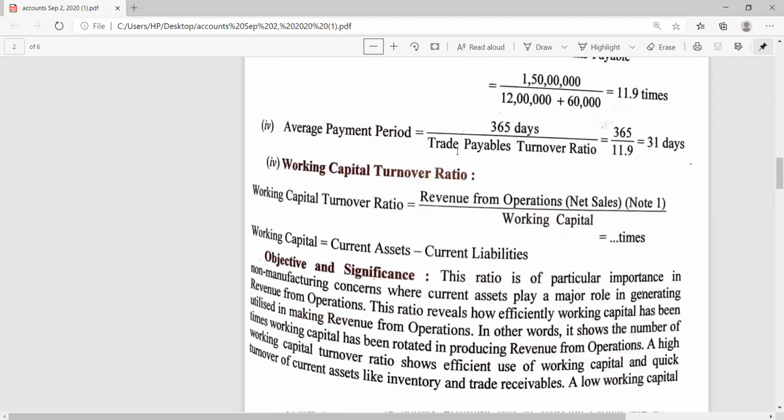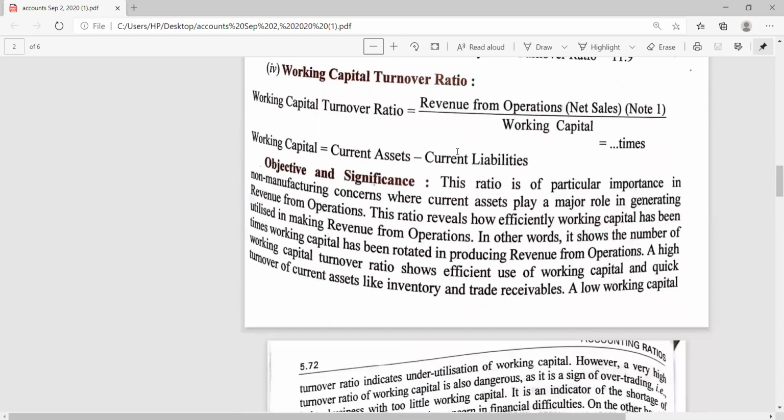Next is our working capital turnover ratio. The formula is revenue from operations upon working capital. Here, revenue from operations means the net sales. Working capital can be calculated, as you know very well, as current assets minus current liabilities, and revenue from operations is the net sales of the business. Net sales means total sales minus returns if any.